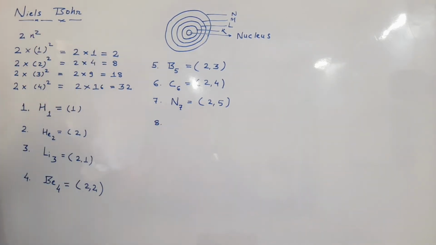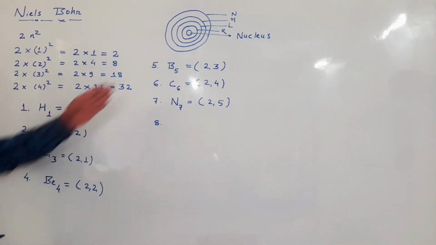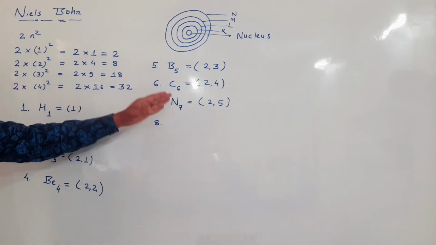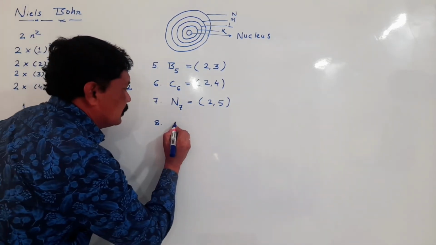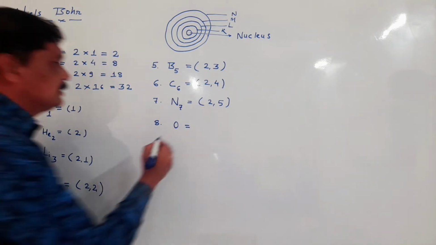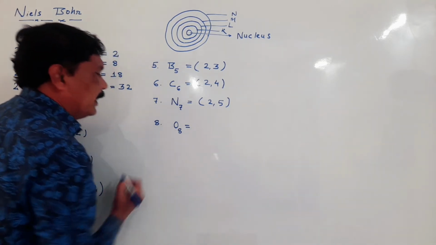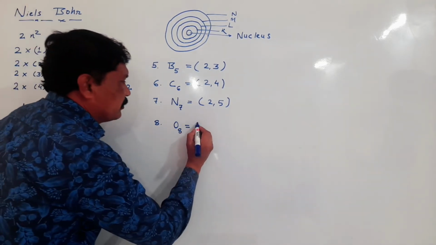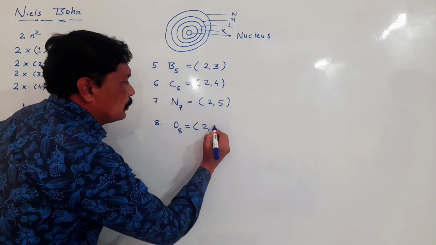The next element in the sequence will be hydrogen, helium, lithium, beryllium, boron, carbon, nitrogen, oxygen. The atomic number of oxygen is 8, and the electronic configuration will be 2, 6.